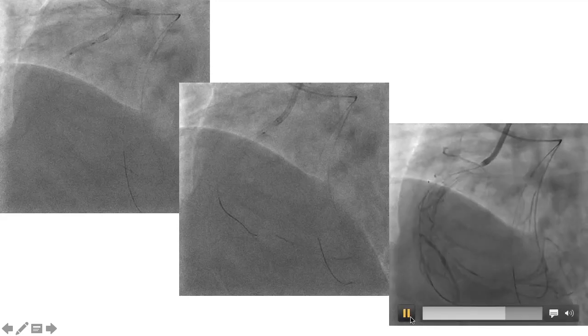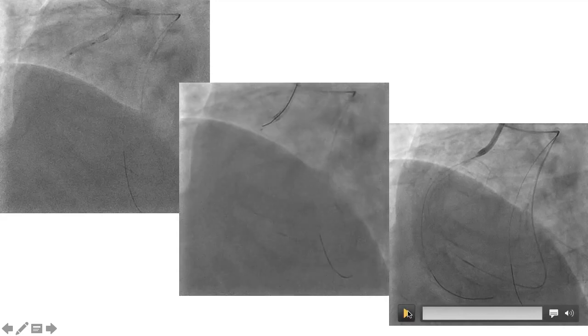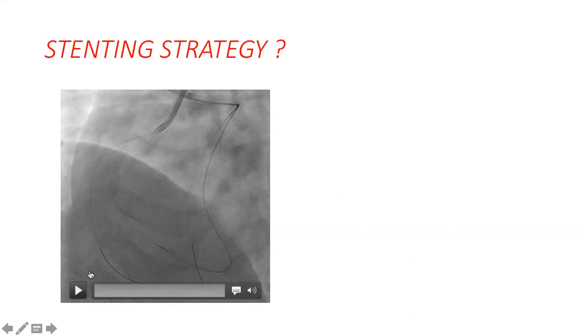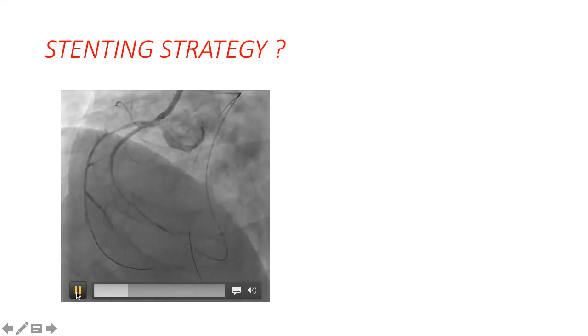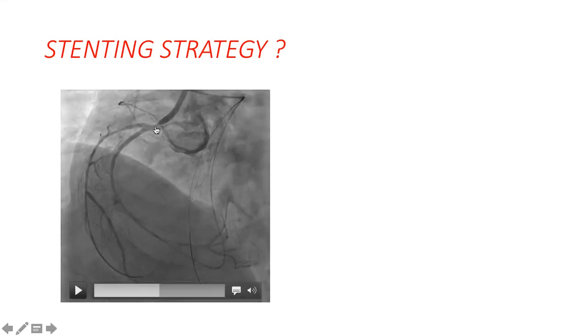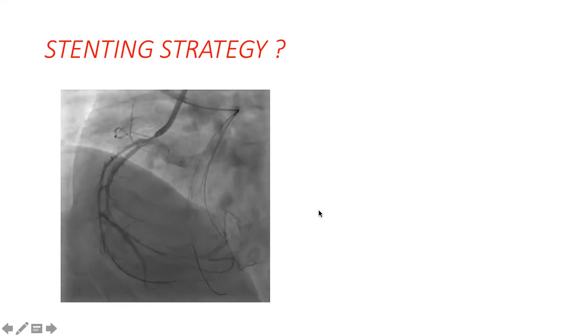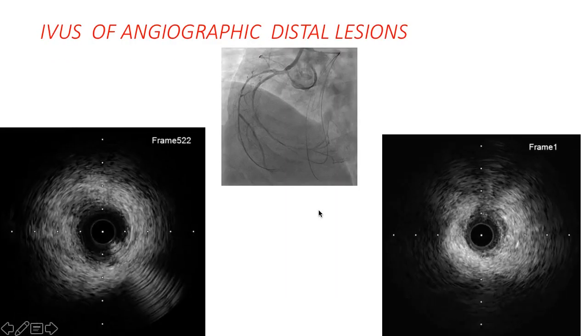Yeah, so now the vessel is opened. Now we have to decide the stenting strategy. If you see the vessel, it's looking diffusely diseased here, and here also the vessel was quite small up to the PLVB. So I thought it's better to do a complete IVUS study before deciding on the stenting strategy.